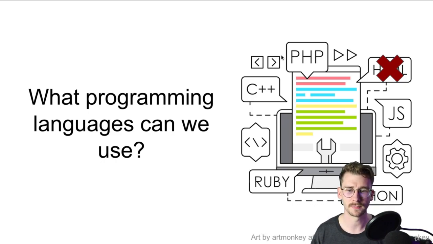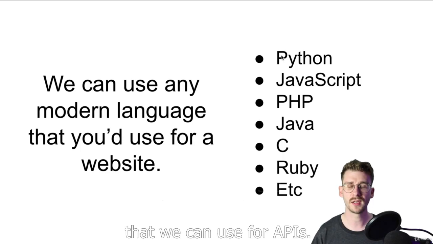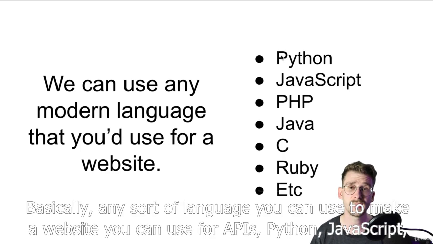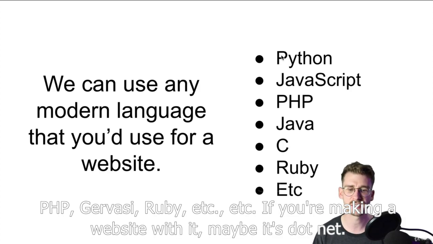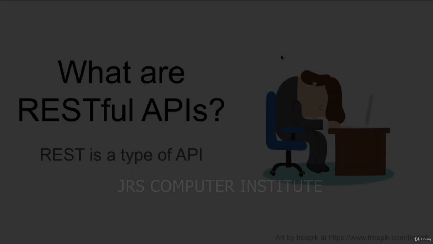It does nothing else. So just as a quick little list, here are some of the most popular languages in the world that we can use for APIs. Basically, any sort of language you can use to make a website, you can use for APIs. Python, JavaScript, PHP, Java, C, Ruby, etc., etc. If you're making a website with it, maybe it's .NET, you can use APIs.